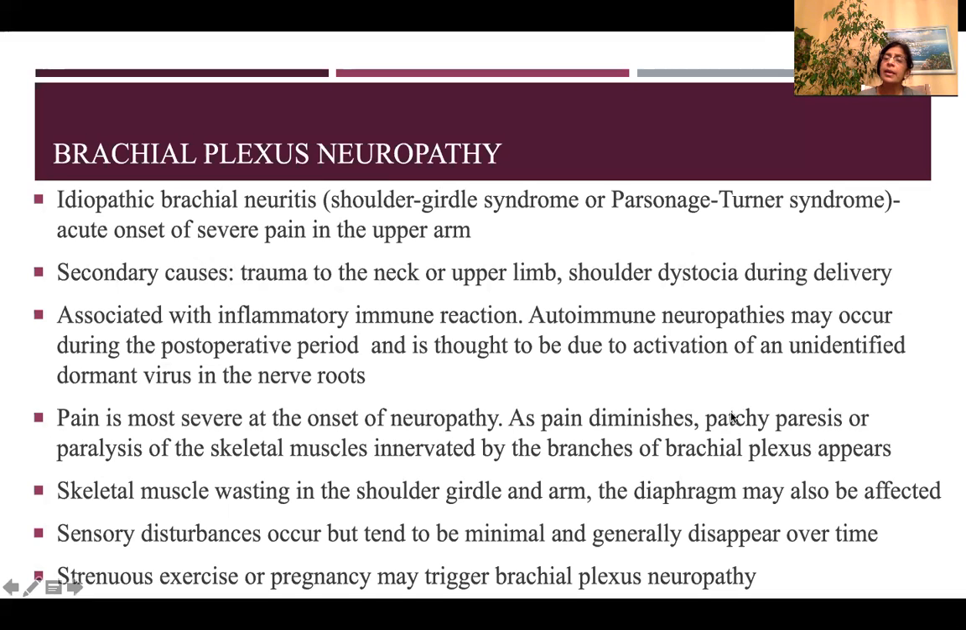So pain is typically severe at the onset of neuropathy, but then gradually it goes away. Okay, there may be paralysis of the skeletal muscle. Paresis is partial paralysis, and then the skeletal muscle wasting, and that may include the diaphragm. Okay, sensory disturbances are typically not as much as the skeletal muscle involvement, and even if sensory disturbances occur, they again fade away. They go away over time, and exercise and pregnancy also may exaggerate brachial plexus neuropathy.